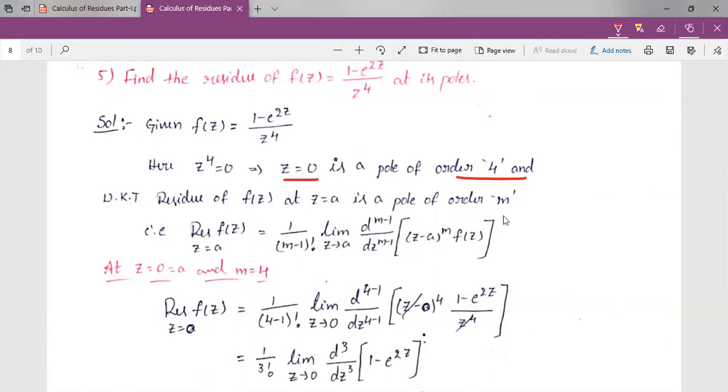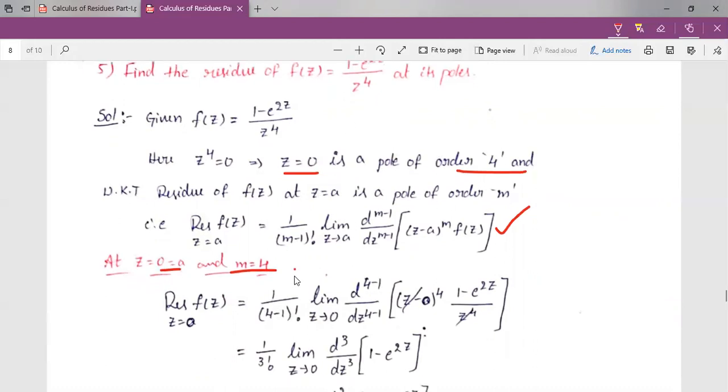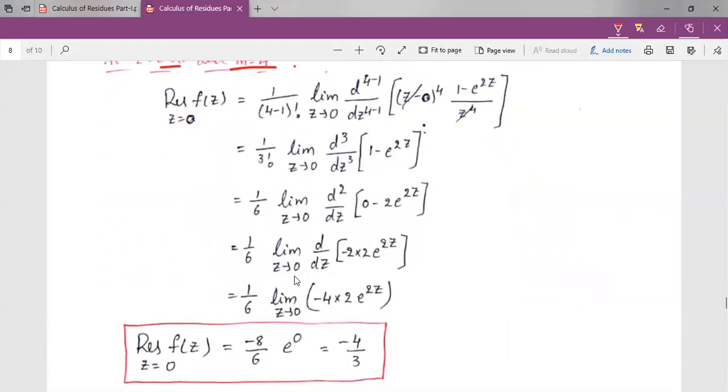And we know the formula for finding residue of f of z at a pole of order m. So this is the formula for finding residue of f of z at pole of order m. And here our pole is z equal to 0 and order is 4. Now we replace z equal to 0 and order m equal to 4 in the formula, we get d power 4 minus 1 by dz power 4 minus 1 of (z minus 0) whole power 4 times f of z.